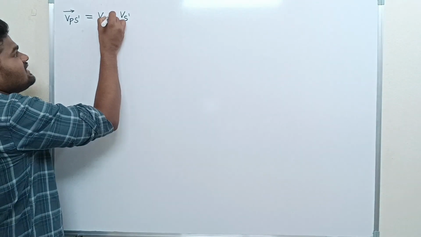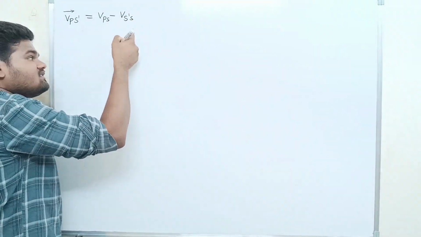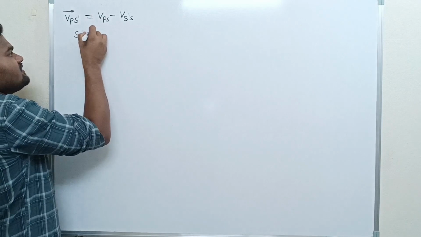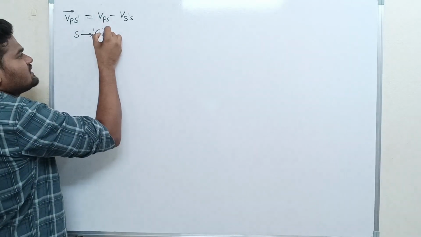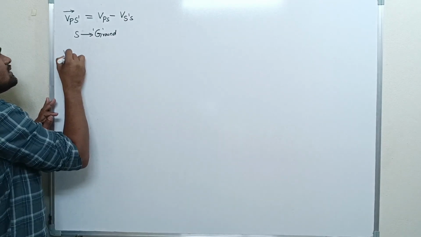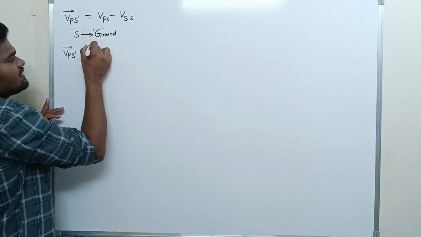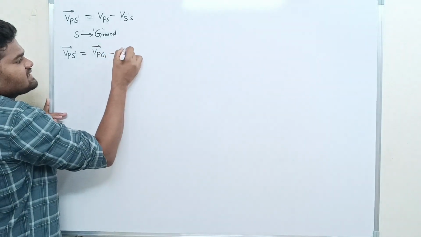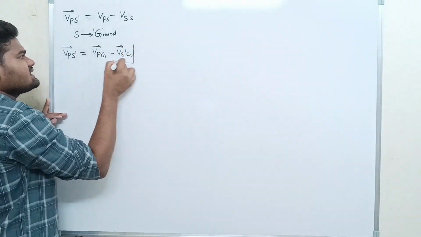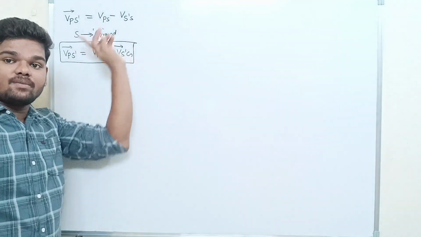What is the common frame here? S is the common frame. S is nothing but the ground frame, earth frame, whatever it is. It's a ground frame. Now this formula becomes Vps dash equals Vpg minus Vs dash g. S is nothing but a ground frame, so that's why I'm taking capital G in place of S.